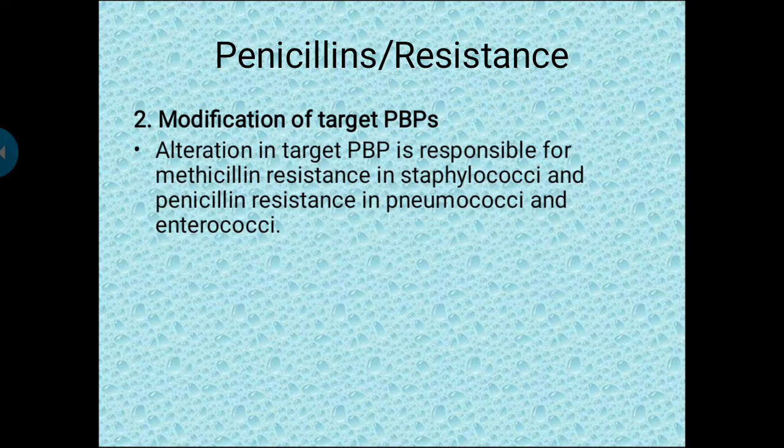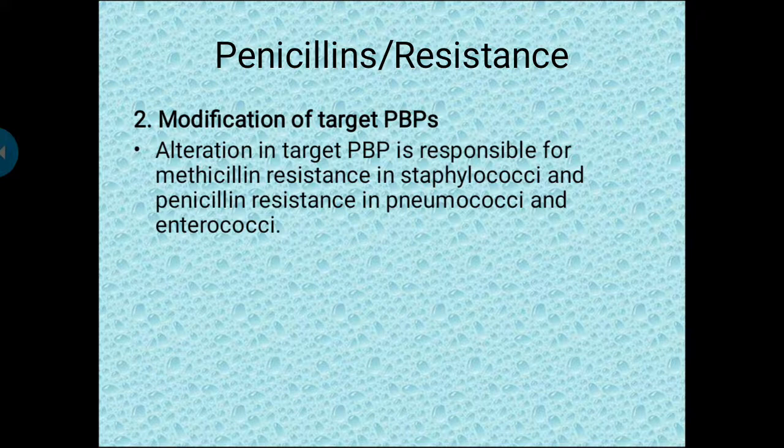Next is modification of the target penicillin binding protein. Alteration in the target penicillin binding protein is responsible for the methicillin resistance in Staphylococcus. Staphylococcus is a notorious organism. It can produce resistance to many drugs, including penicillin. They express beta-lactamase as well as there is impaired binding because of alteration in the target PBP, which is responsible for the methicillin resistance in Staphylococcus and penicillin resistance in pneumococci and enterococcus.